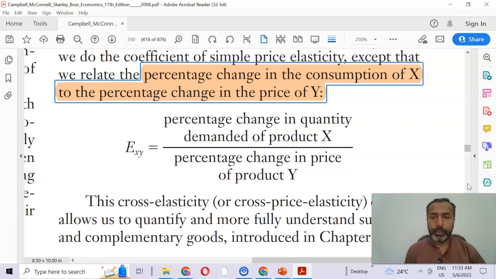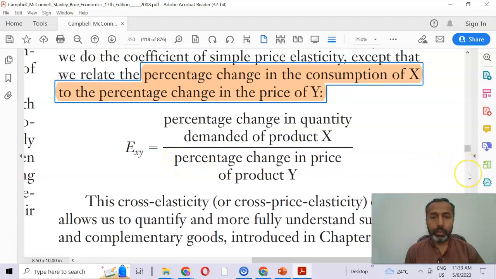This calculation of cross elasticity of demand helps us understand the difference between substitute products, complementary products, and independent products. Now, just assume that the price of Coke increases. What will happen to the demand for Pepsi? Theoretically, we believe that when the price of Coke goes up, the demand for Pepsi will also go up, and the coefficient of cross elasticity of demand will be positive.